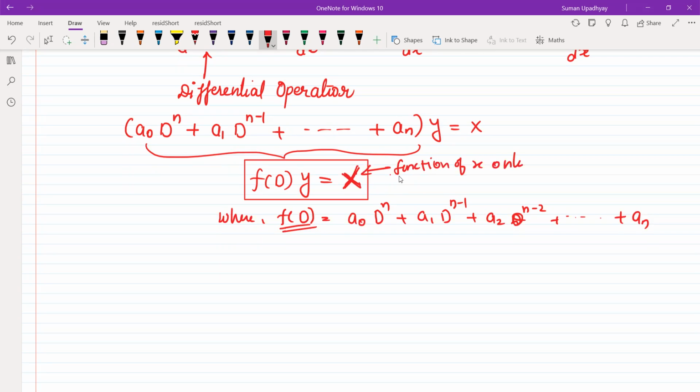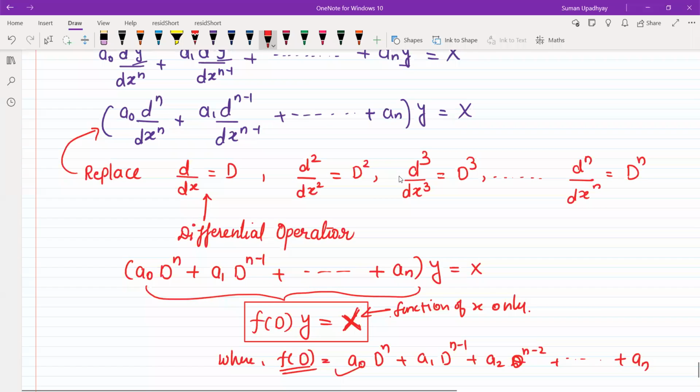Is this clear to all of you? So you can also write in this way, f of d y is equals to capital X, where y is your dependent variable, f of d is having all the differential operator with constant coefficients in it. Okay. So far understood to all of you?